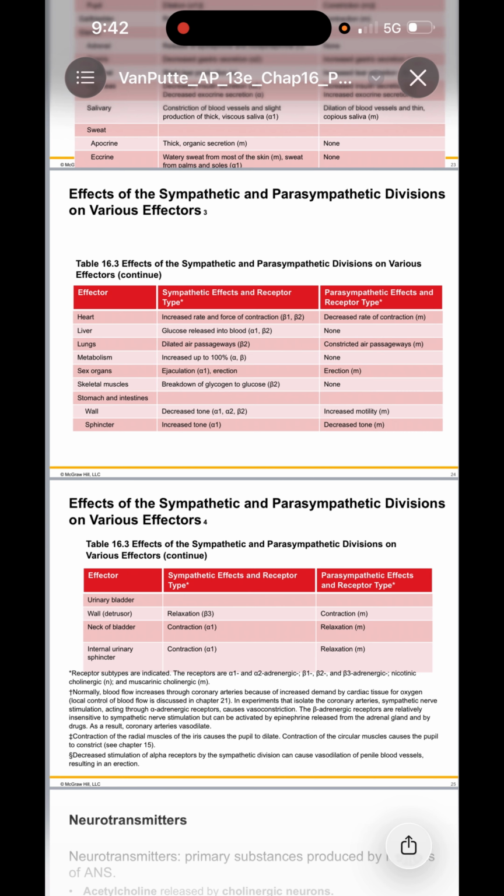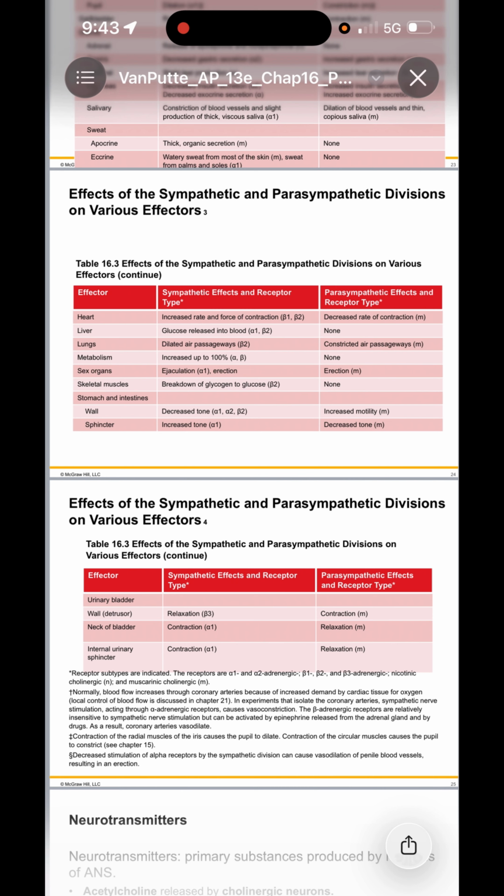Effector: lungs. Sympathetic effects and receptor type: dilated air passageways, B2. Parasympathetic effects and receptor type: constricted air passageways, M. Effector: metabolism. Sympathetic effects and receptor type: increased up to 100%, A and B. Parasympathetic effects and receptor type: none.